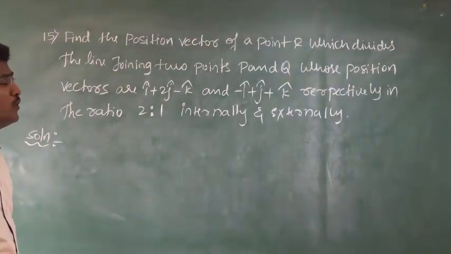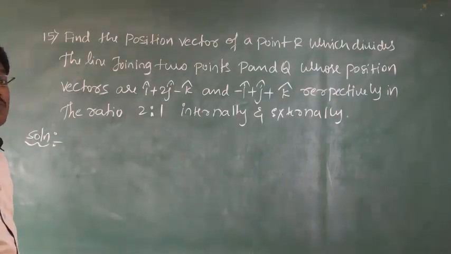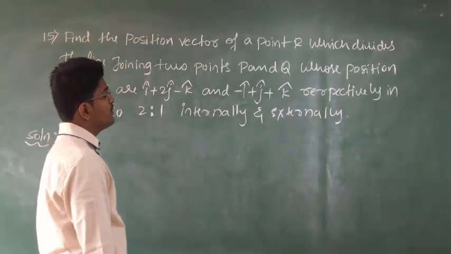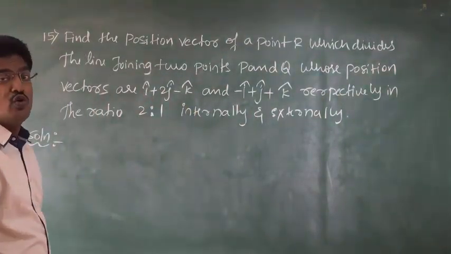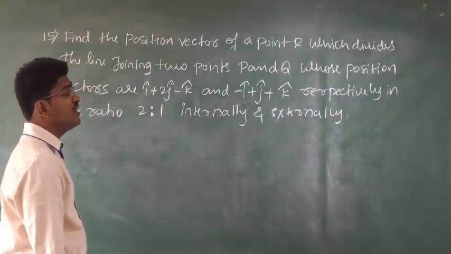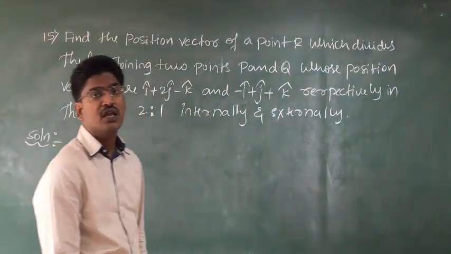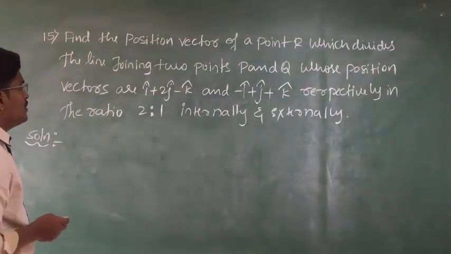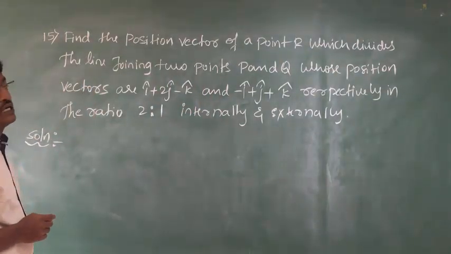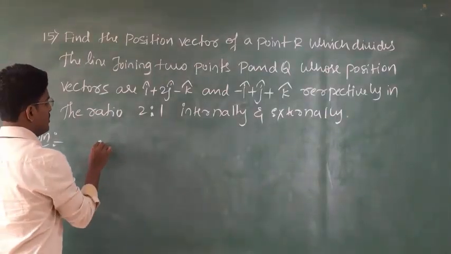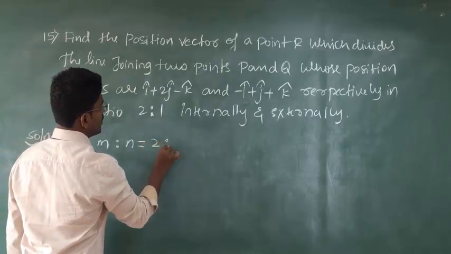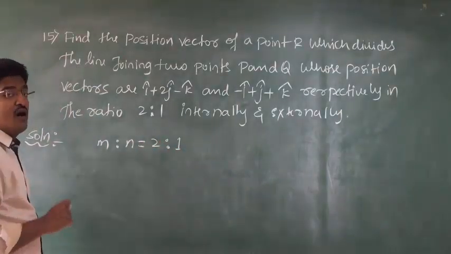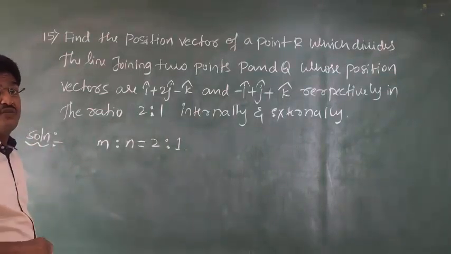P and Q, whose position vectors are i cap plus 2j cap minus k cap and minus i cap plus j cap plus k cap respectively, in the ratio 2:1 internally and externally. Clear? Okay. So for this, I will tell you one trick. You remember that trick, so it will be very easy. First you write the ratio m:1. What is that m:1? 2:1. Clear? After that, you write vector A and vector B.